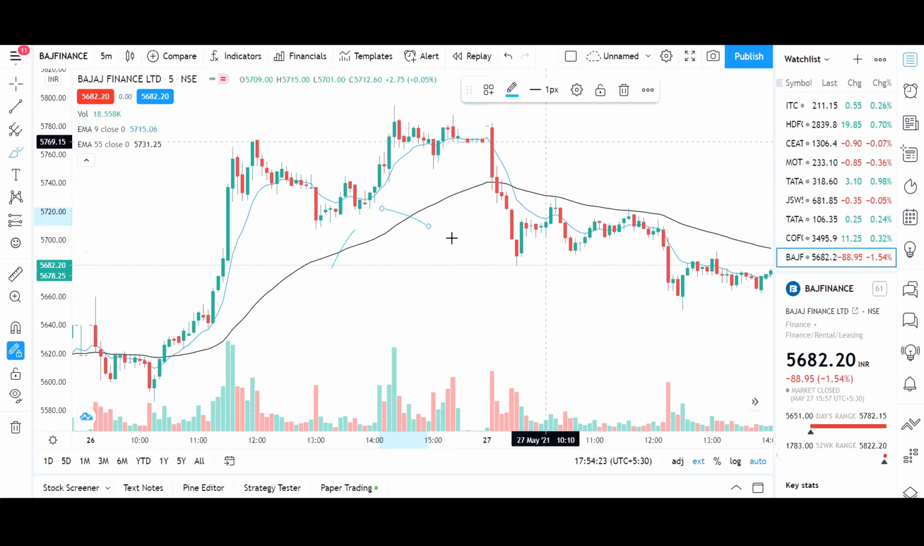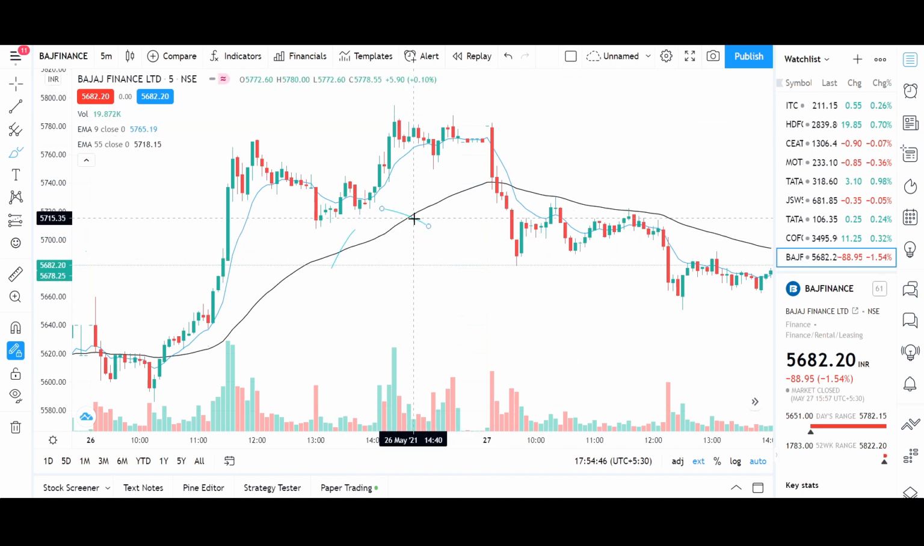When the smaller EMA cuts the larger EMA from below it, it generates a buy signal, indicating a bullish trend in the market. And when the smaller EMA cuts the larger EMA from above it, it indicates a sell signal, which indicates a bearish trend in the market. So first, guys, I will give you an example of how you can take a bullish trade using these crossovers. Very simple. Let me just get rid of these.